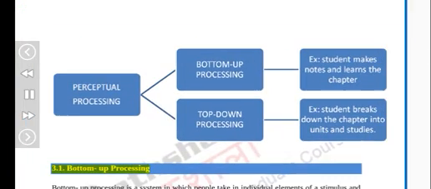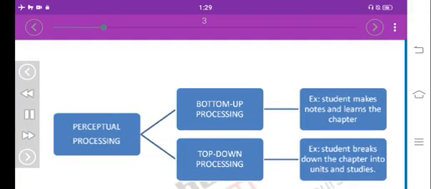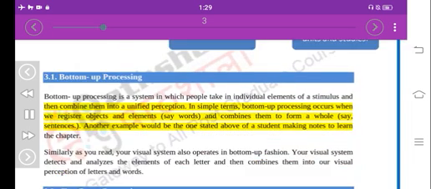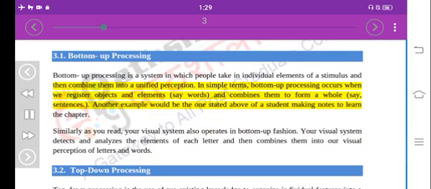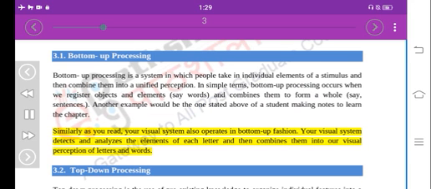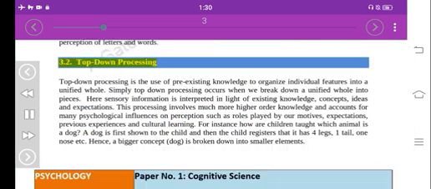3.1. Bottom-up processing. Bottom-up processing is a system in which people take in individual elements of a stimulus and then combine them into a unified perception. In simple terms, bottom-up processing occurs when we register objects and elements, say words, and combine them to form a whole, say sentences. Another example would be the one stated above of a student making notes to learn the chapter. Similarly, as you read, your visual system also operates in bottom-up fashion. Your visual system detects and analyzes the elements of each letter and then combines them into our visual perception of letters and words.